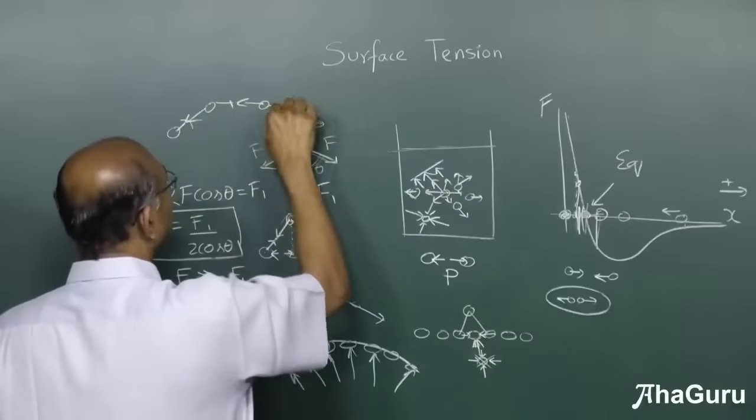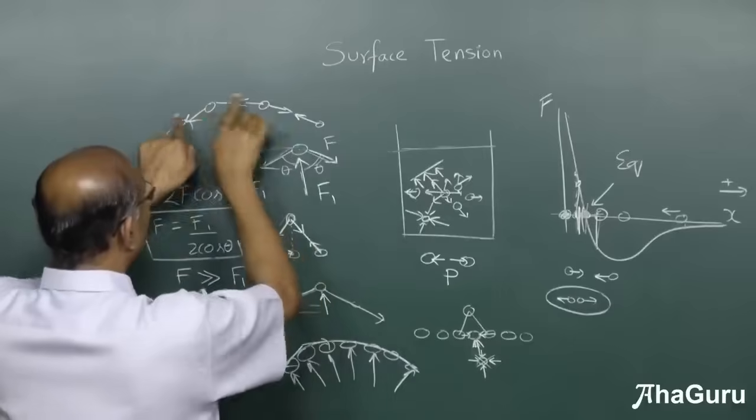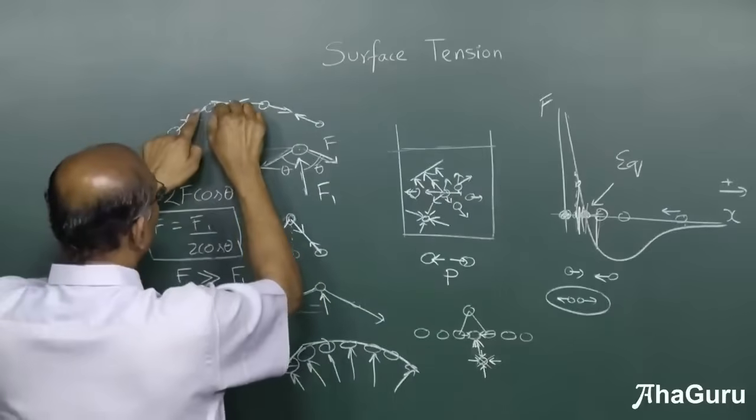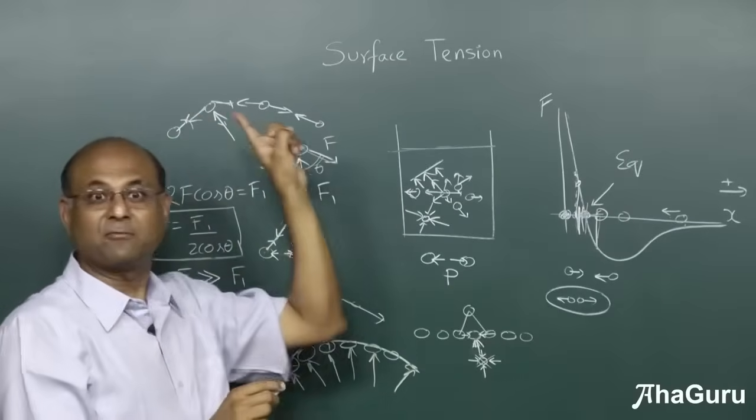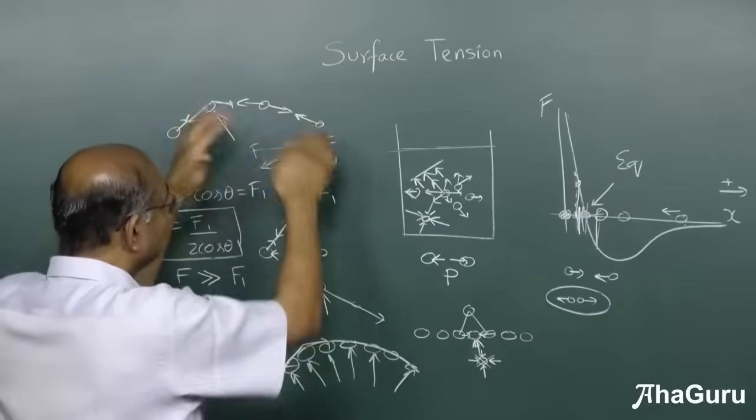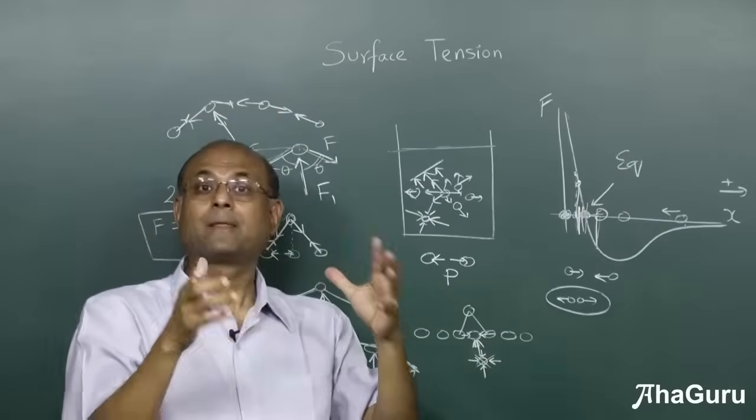This is pulling that, that is pulling this. And you can see that this pull produces a force in this direction that fights the force from inside. So the surface is like a stretched membrane.